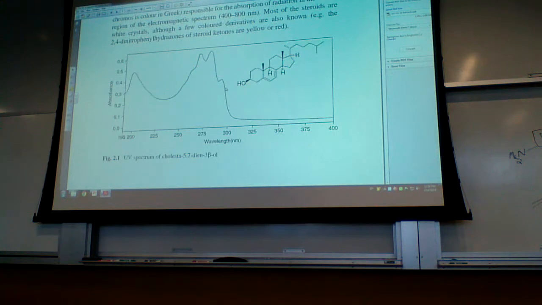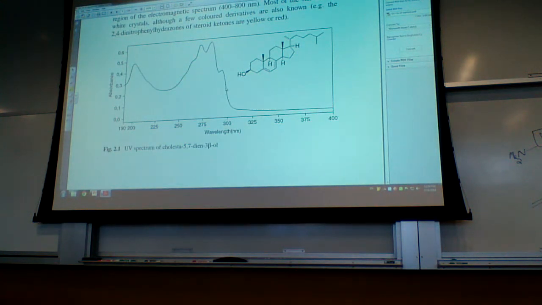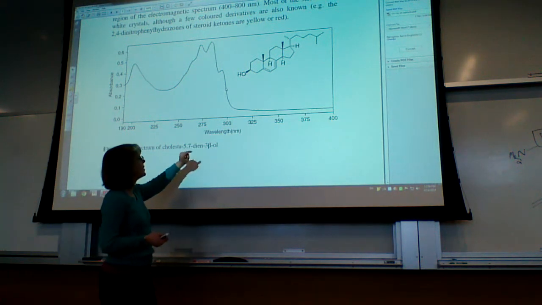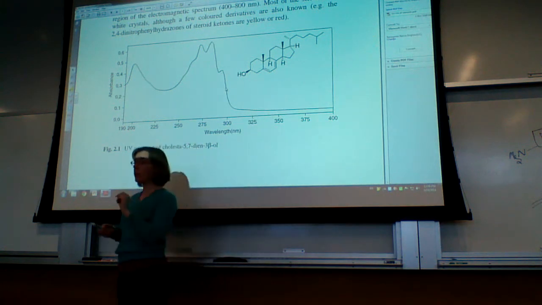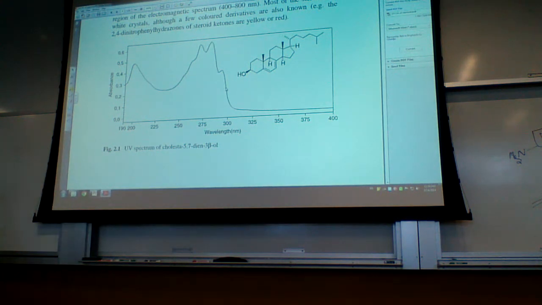I found this chapter that was talking about the UV-vis spectra of steroids. So here would be a cholesterol type steroid where it has a 5,7 diene. If we were to look at this one, we can calculate the lambda max it should be at. We will see a homoannular diene here, so we'll start with that 253 nanometers.